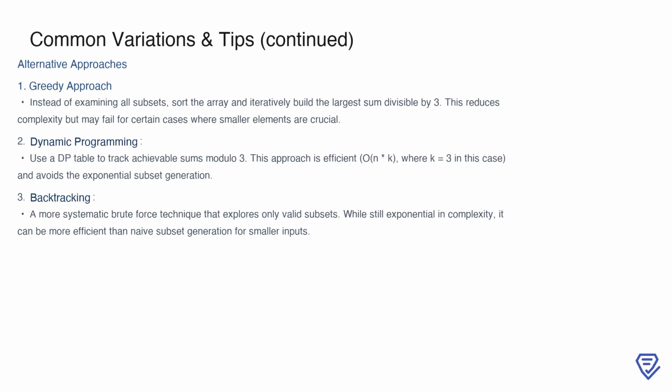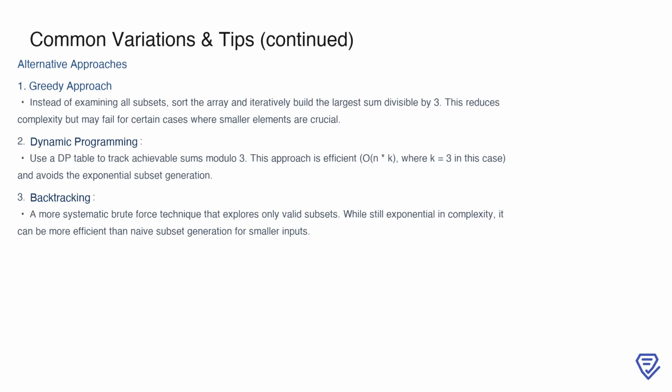There are also alternative approaches to solving this problem, each with its own trade-offs. A greedy approach involves sorting the array and iteratively building the largest sum divisible by 3. While this can reduce complexity, it may fail in scenarios where smaller elements are necessary to achieve the maximum sum. Another effective method is dynamic programming. By maintaining a DP table that tracks achievable sums modulo 3, you can efficiently find the solution without generating all subsets. This approach has a time complexity of n*k, where k is 3 in this case, making it significantly faster than brute force.